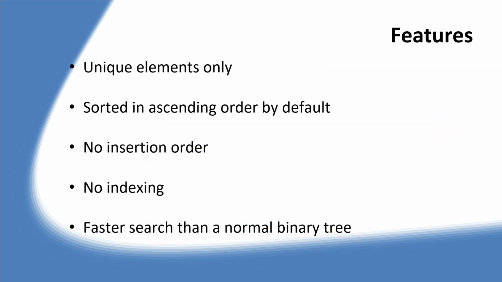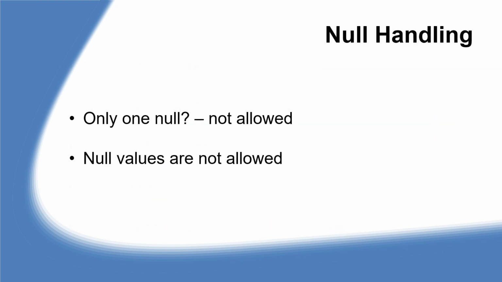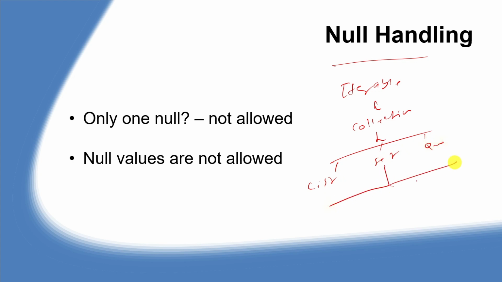Let's look at some of the common methods used in TreeSet. But before common methods, let's complete this null handling. We know in the hierarchy we have Iterable, Collection, and then Collection has three: List, Set, and Queue. And Set has again HashSet, LinkedHashSet, and TreeSet. But here we should know the difference.